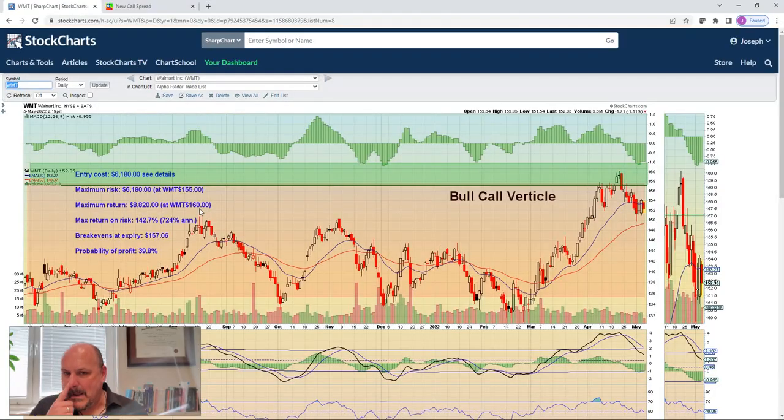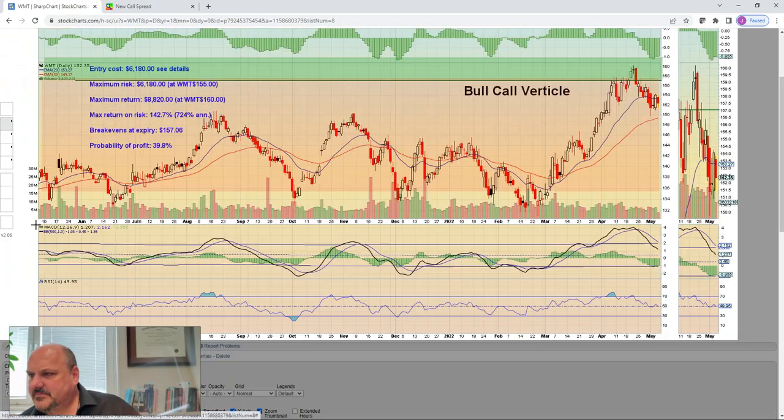This is Walmart. I did a bull call vertical on this. Walmart was on my watch list for a while. Right around here, it broke out. This was the level of resistance, and it broke out pretty good here. I wanted to see it come up and see if it came back and retested. So right now, let me annotate this.